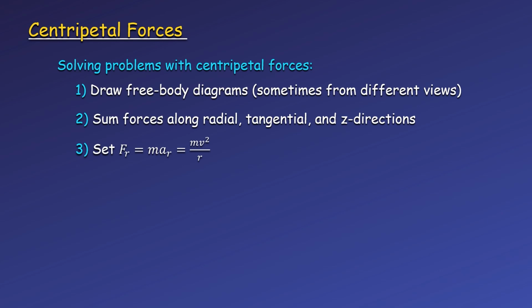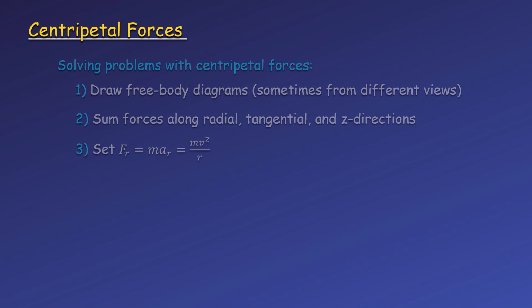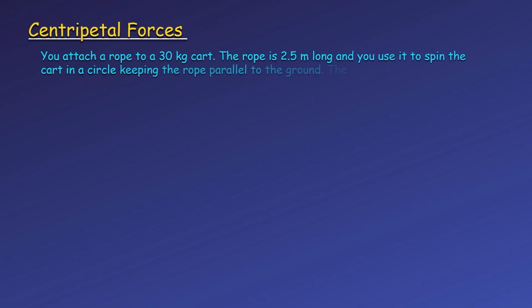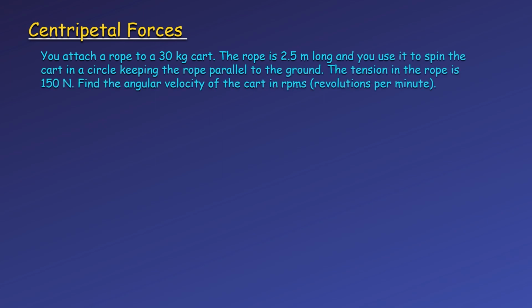Now let's look at some examples to see how this works. In the first problem, you attach a rope to a 30-kilogram cart. The rope is 2.5 meters long, and you use it to spin the cart in a circle, keeping the rope parallel to the ground. The tension in the rope is 150 newtons. Find the angular velocity of the cart in RPMs or revolutions per minute.